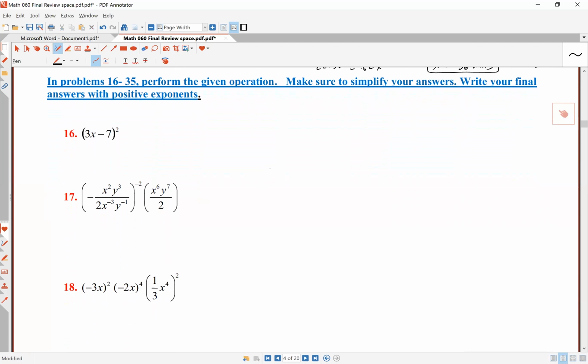Okay, now perform the given operation. Write your answer in simplified form and with positive exponents. (3x minus 7) squared. We did this a lot in the class. (3x minus 7) times (3x minus 7). So we FOIL that out and get 9x squared minus 21x minus another 21x plus 49. So the like terms in the middle: minus 42x plus 49.